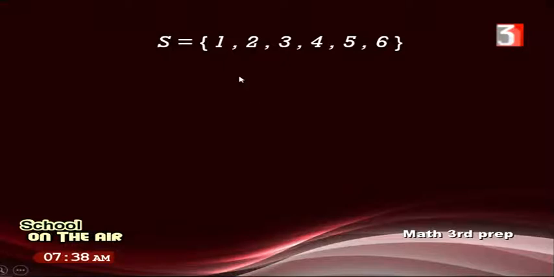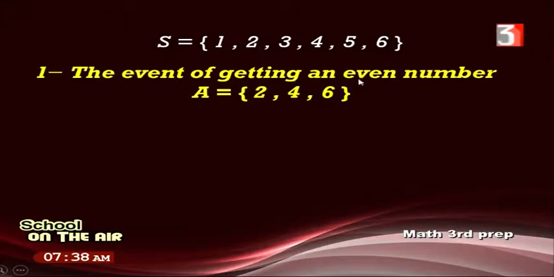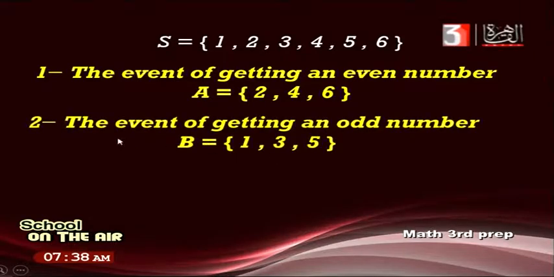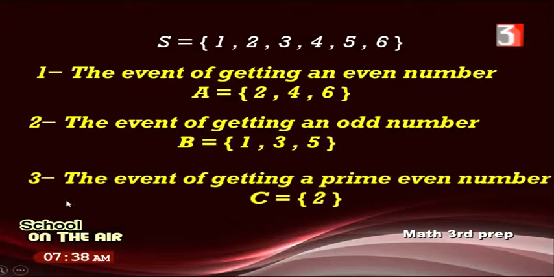Our sample space S equals {1, 2, 3, 4, 5, 6}. The event of getting an even number, A, equals {2, 4, 6}. And also the event of getting an odd number, B, equals {1, 3, 5}. Last one, the event of getting a prime number and even, C, is just {2}. He wants us to get P of A intersecting B.